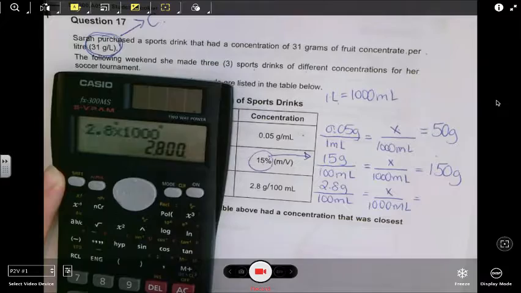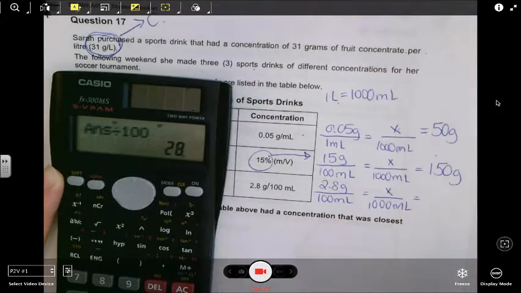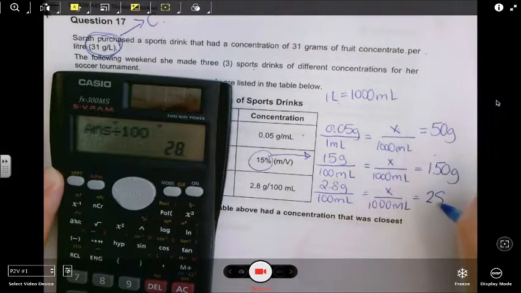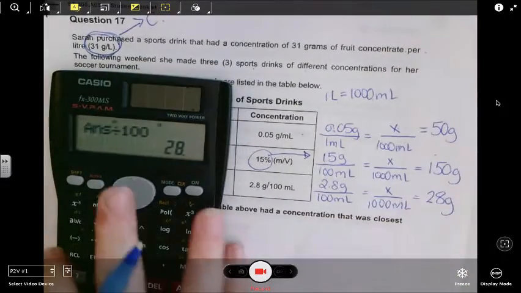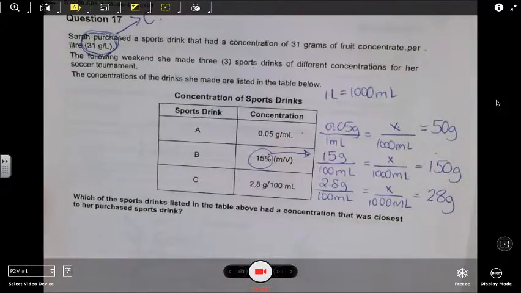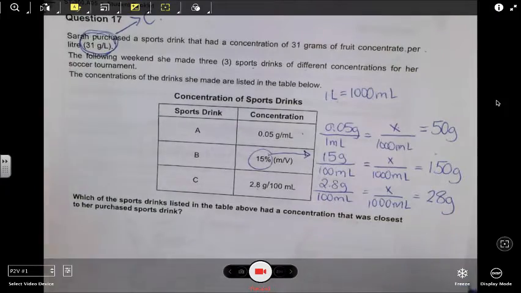Okay, divided by 100, which is 28 grams. Okay, and if we look back at the question, which of the sports drinks listed in the table above has a concentration that was the closest to the purchased one.